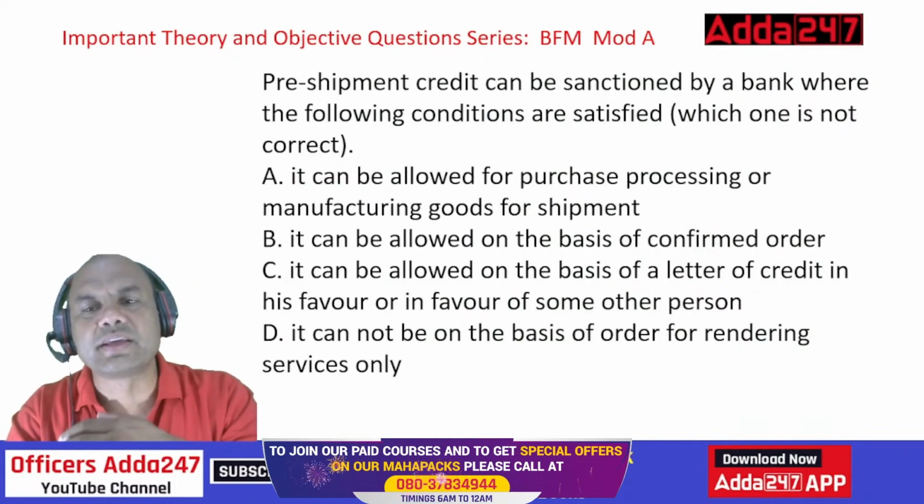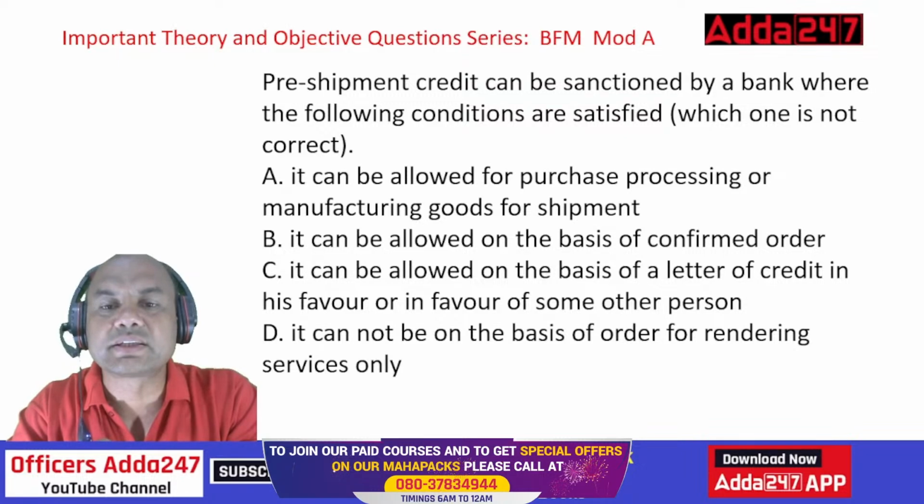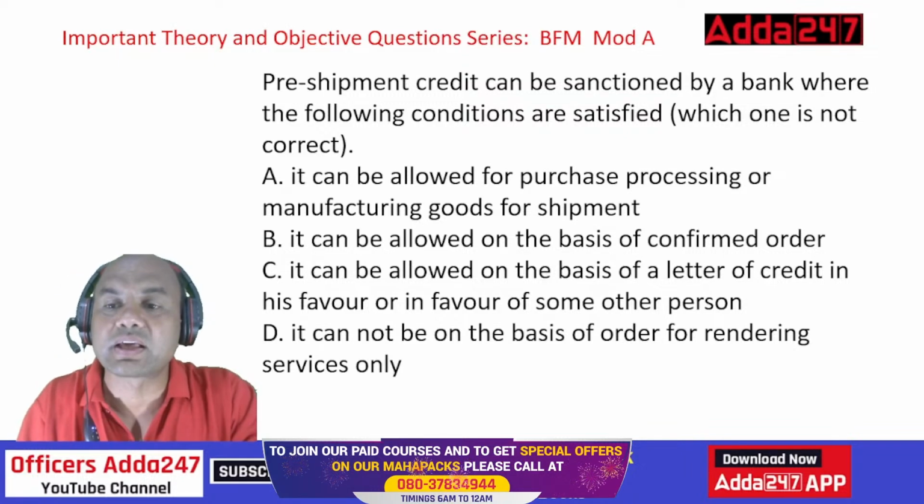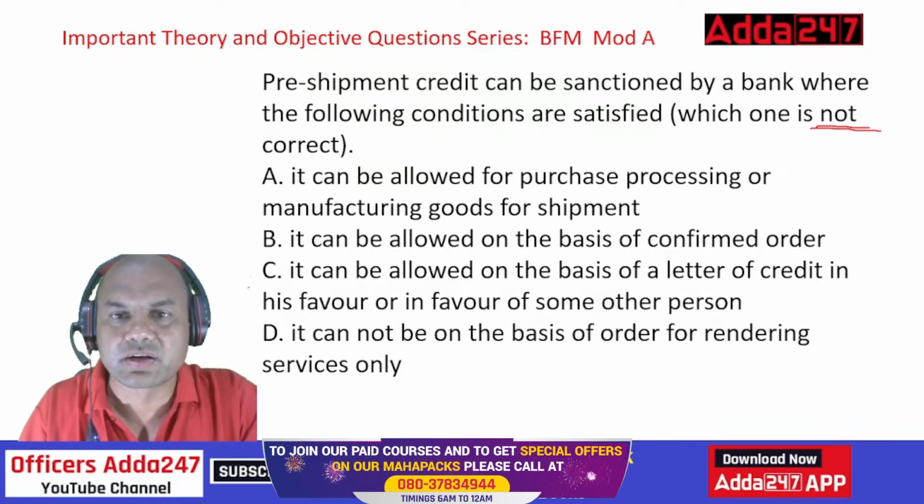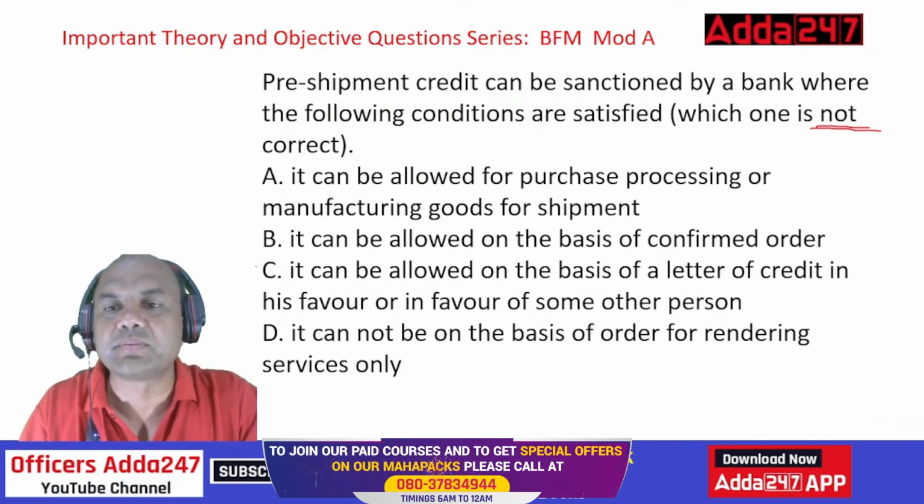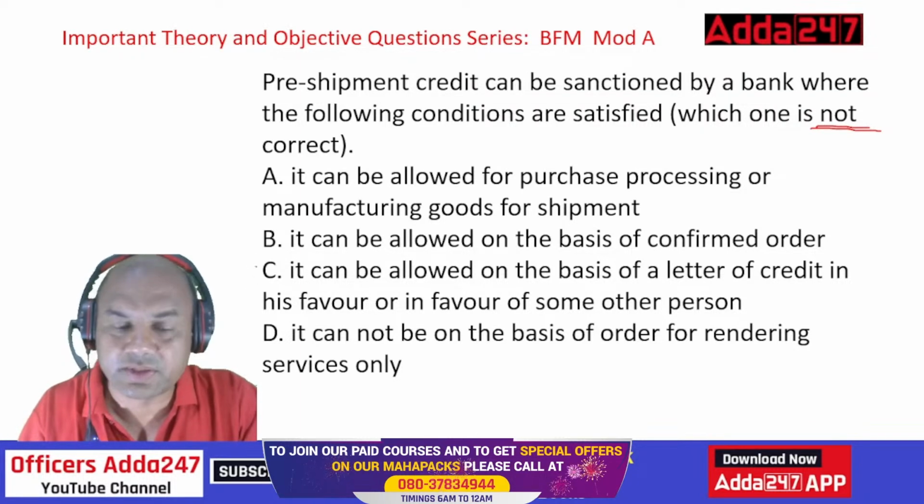Pre-shipment credit can be sanctioned by a bank where the following conditions are satisfied. Which one is not correct? My God, such twisted questions are asked. Not correct, so we want the false one. Which of the following conditions are satisfied? Now we want the false one.